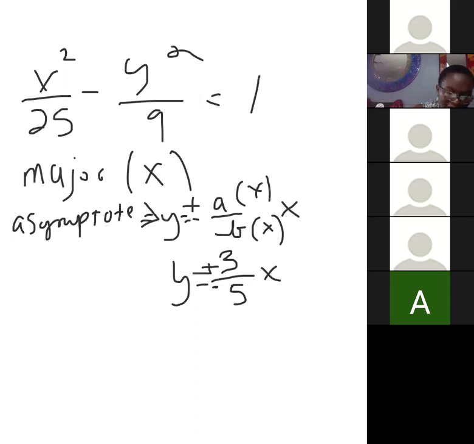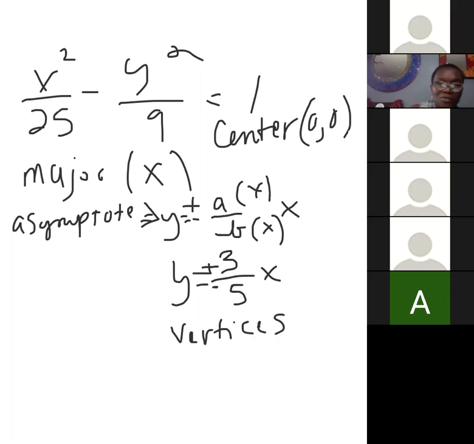Now, the vertices, they're easy. By the way, guys, what's the center? I didn't even mention the center because we're talking about just the ones at the origin. The vertices are on the major axis of the center. Now, how do we find the vertices? We take the square root of the denominator of the major axis. So the vertices would be located at plus or minus 5, 0.